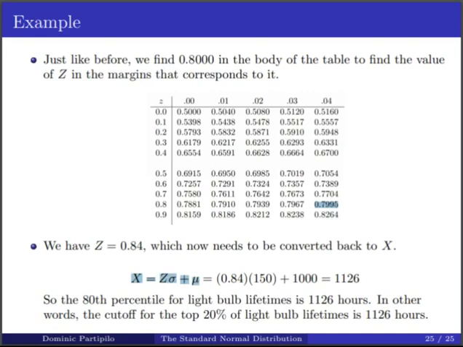This is the same formula as before when we rearrange the standardization formula. So this is going to be z, which is 0.84, times sigma, which is 150, plus mu, which is 1,000. And then we're going to get 1126 out of that. So what this tells us is that the 80th percentile for light bulb lifetimes is 1126 hours. That means the cutoff for the top 20% of light bulb lifetimes is 1126 hours.